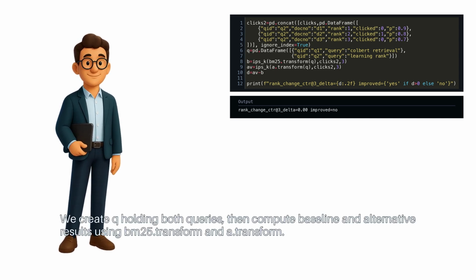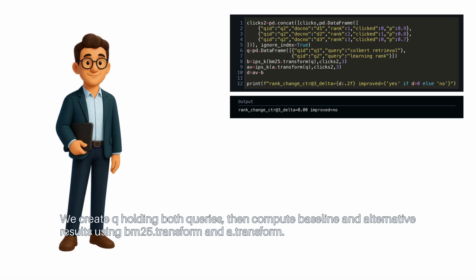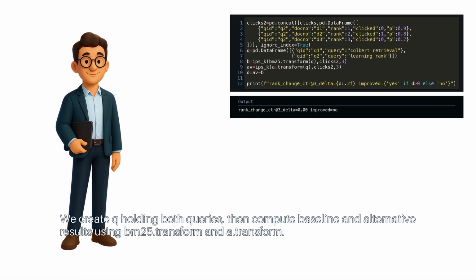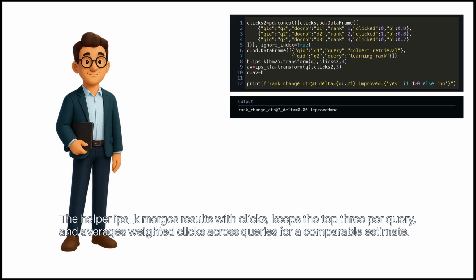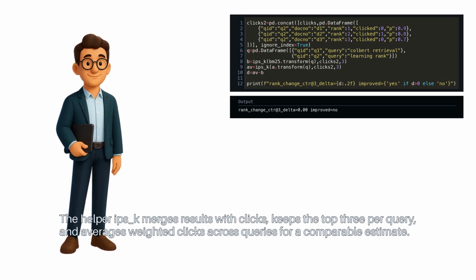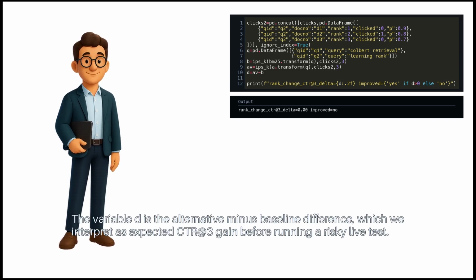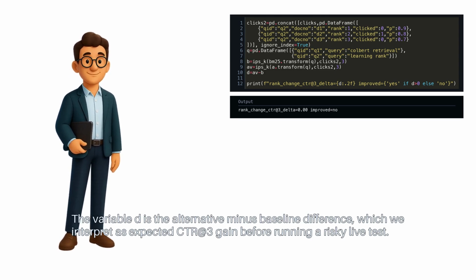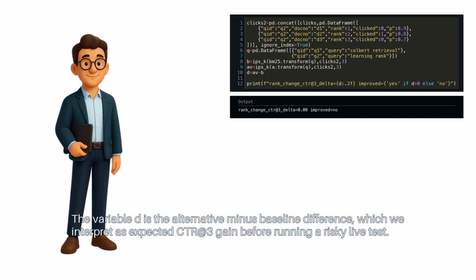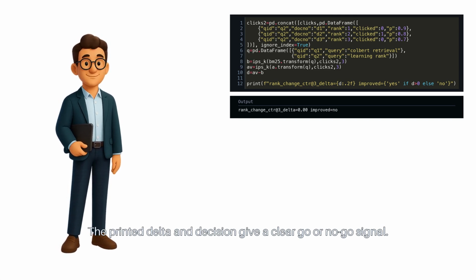We create queries holding both queries, then compute baseline and alternative results using BM25 transform and A.transform. The helper IPSK merges results with clicks, keeps the top 3 per query, and averages weighted clicks across queries for a comparable estimate. The variable D is the alternative minus baseline difference, which we interpret as expected CTR at 3 gain before running a risky live test. The printed delta and decision give a clear go or no-go signal.